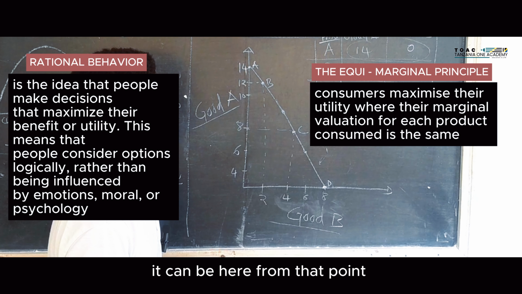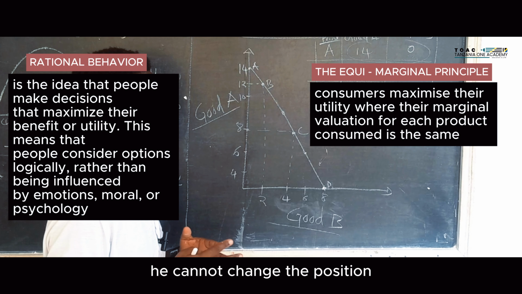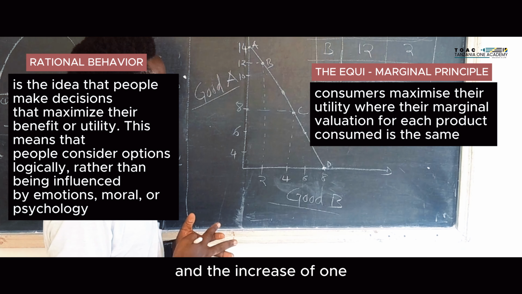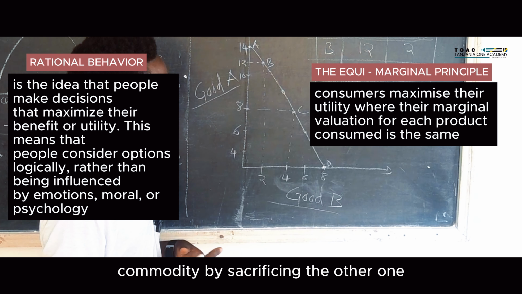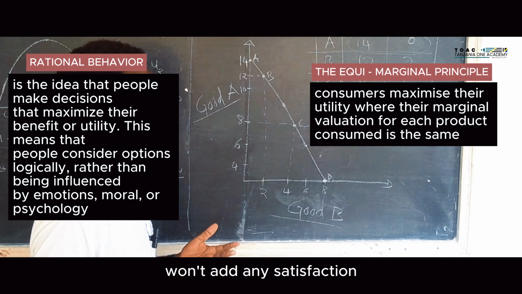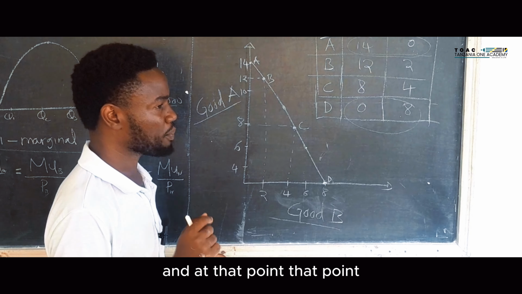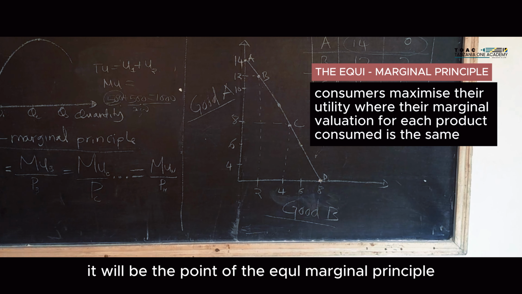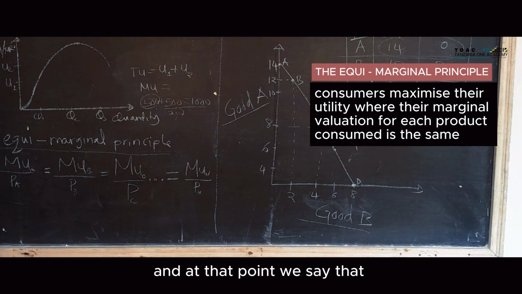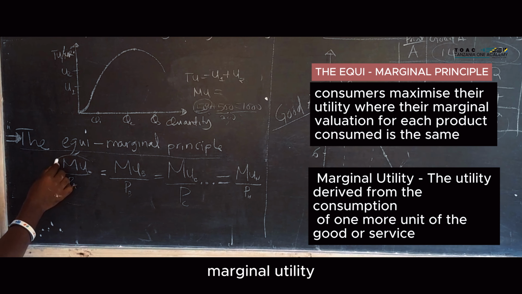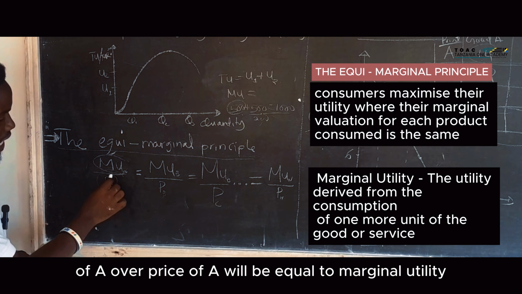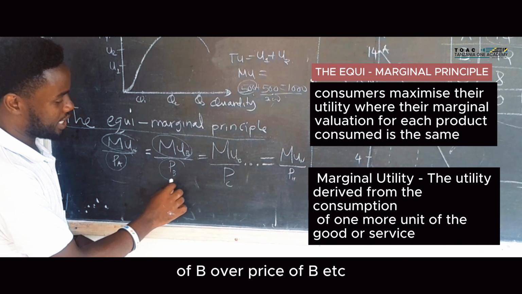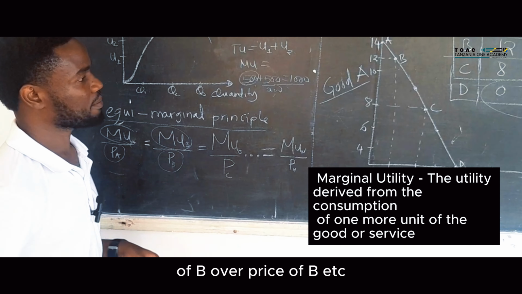There is a point where a consumer will be rational, and from that point he cannot change the position because the change won't add any satisfaction. The increase of one commodity by sacrificing the other won't add any satisfaction. And that point will be the point of the equi-marginal principle. At that point we say that marginal utility of A over price of A will be equal to marginal utility of B over price of B, etc.